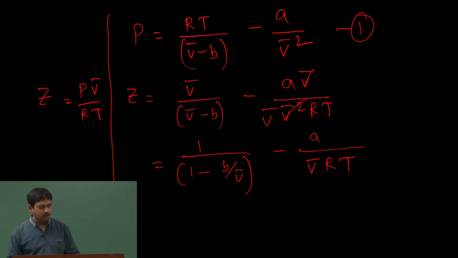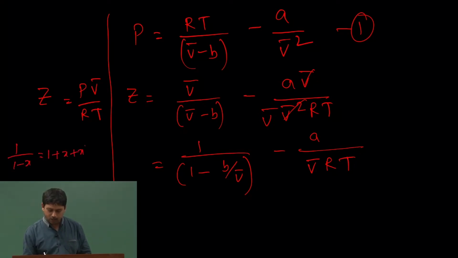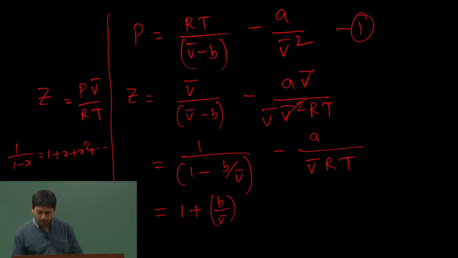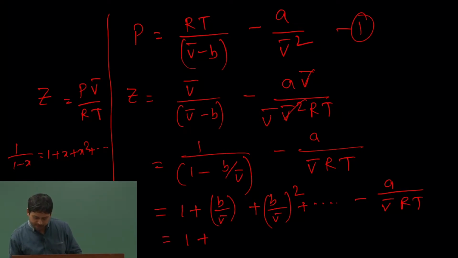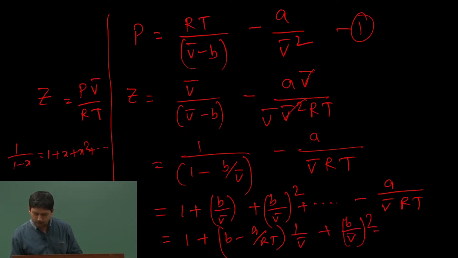Now, we will have to use one trick, that we know that 1 by 1 minus x can be written as 1 plus x plus x square and things like that, right. So, we are going to use that series. Our x here is B by V. So, let us write that 1 plus x, which is B by V, plus B by V square plus dot dot dot minus A by VRT, which is 1 plus, now I have the V common. So, B minus A by RT multiplied by 1 by V plus B by V square and higher order.